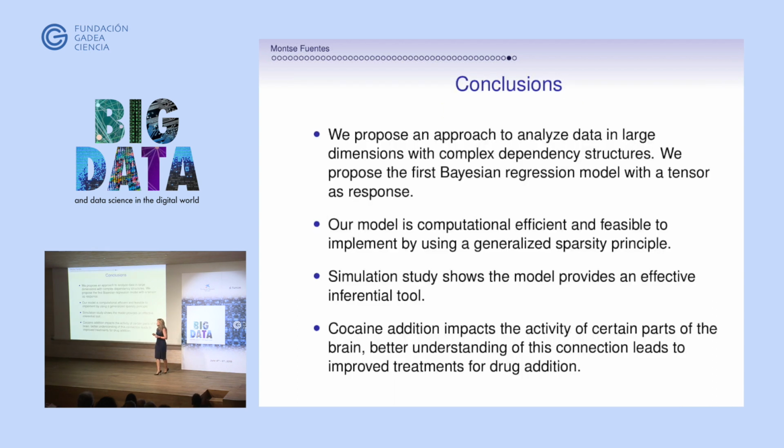Okay, so just to wrap it up, what we are proposing here is an approach to be able to analyze large and complex, high-dimensional settings using this Bayesian regression approach, but implementing a powerful sparsity principle that allows us to implement this in a very effective, efficient manner. And most importantly, that we are able to identify the parts of the brain that are impacted by addiction while we work on treatments to be able to treat it.